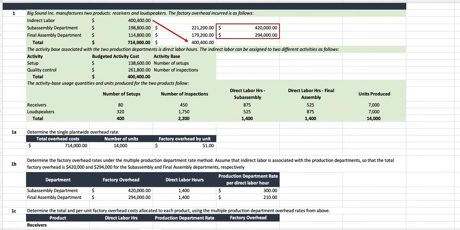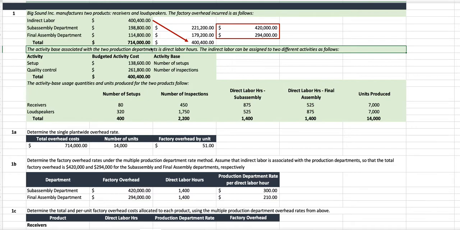In the video today, we will explore various ways to allocate overhead costs. The total overhead cost of the 714,000 that you see here, that will not change. The only thing that'll change during this video is how we apply the cost across various products.